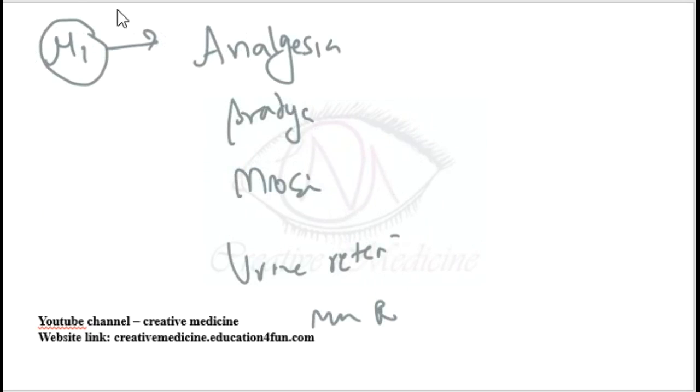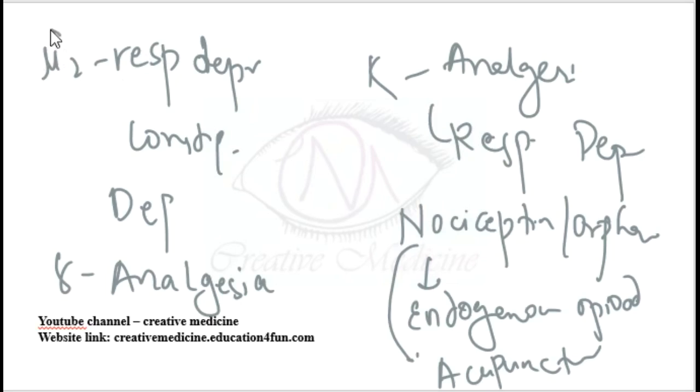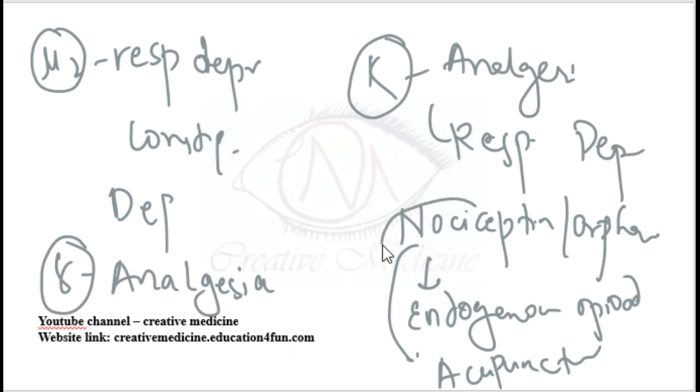So their important actions: mu1 causes analgesia, bradycardia, miosis, urinary retention, and muscle rigidity. Mu2 receptor acts on respiratory depression, constipation, and dependence. Kappa receptor is important for analgesia and respiratory depression. Delta receptor is important for analgesia, and the nociceptin or orphanin FQ receptor is important as it is for an endogenous opioid, and it is important for acupuncture.